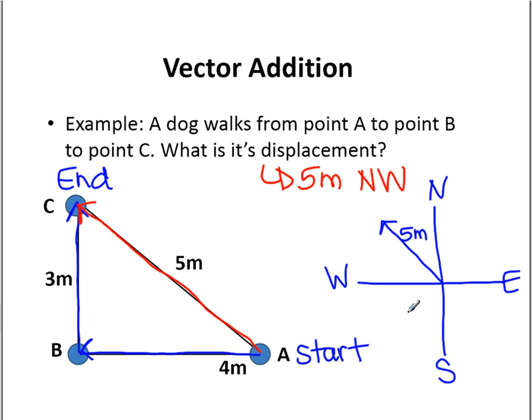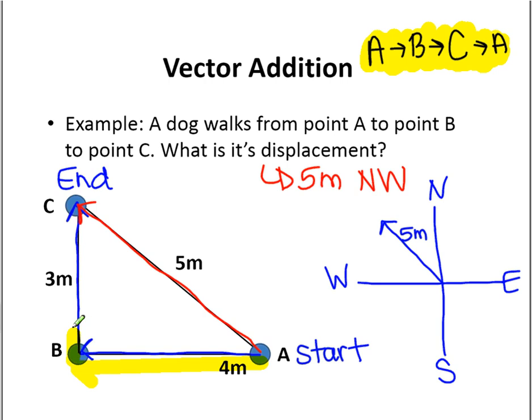Now, there's one other thing that could happen. Let's add one extra stipulation to this example. So what if the dog now decides to go from point A to point B to point C, but then he goes back to point A? What if that happens? Let's mark that in a different color here. So the dog will go to point B, then he walks to point C, then he goes back to point A.